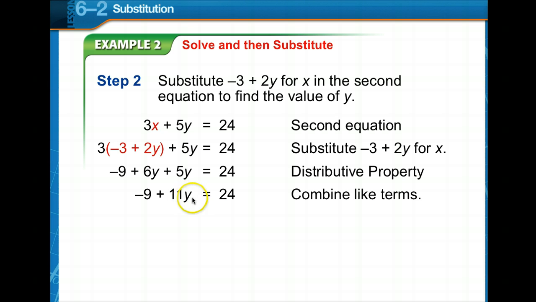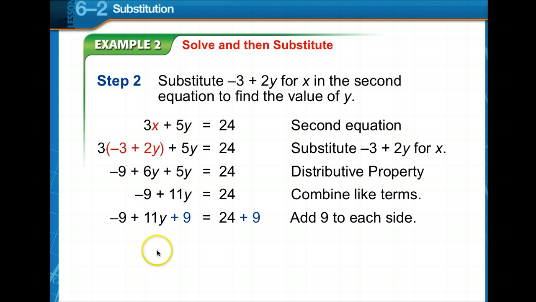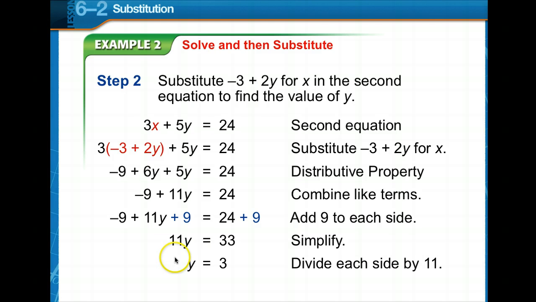Now we're going to need to solve for this variable y. That means we're going to add 9 to both sides. Whatever you do to one side, if you do it to the other, it keeps your equation equal. This leaves us with 11y equals 33. So what do we do next? You're right. We're going to divide both sides by 11, so y is equal to 3.